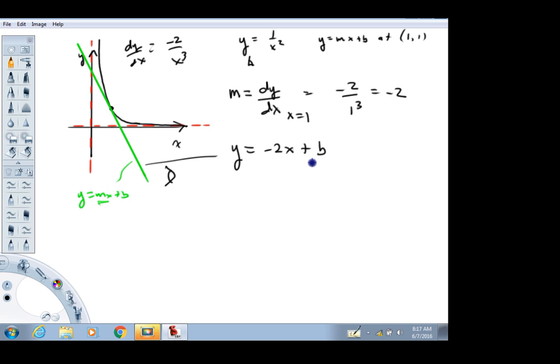Next step is to find b, and we'll do that just like we would in an algebra class. We know that this thing goes through the point 1, 1, so we know that y is equal to 1 when x is equal to 1. And it's not too tough to solve that for b. I get 3 out of that because we have to add 2 to both sides. So the equation for our tangent line is y equals minus 2x plus 3.